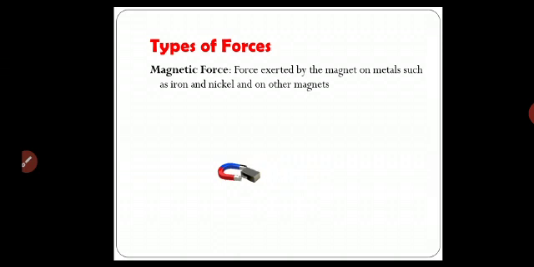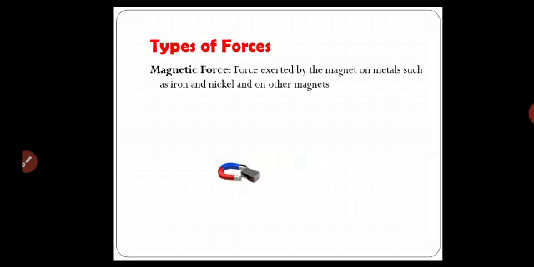It is the force exerted by the magnet on metals such as iron and nickel. Magnets will not get attracted to plastic or rubber because they don't have magnetism. Magnets get attracted only to the ones that are magnetic in nature, like iron and nickel. So magnetic force or magnetism is the force by which a magnet attracts iron or nickel. Magnets may also repel each other with the help of magnetic force.